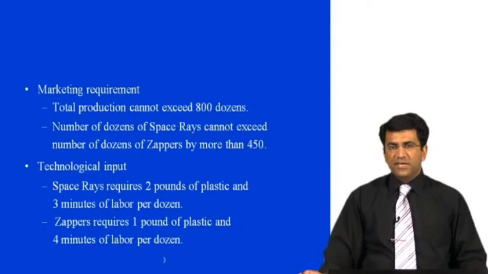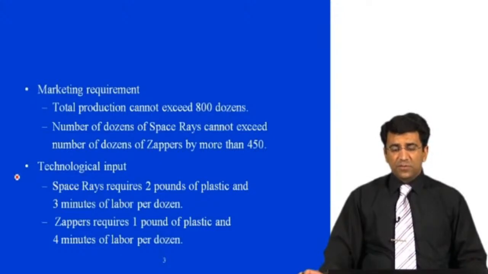Now again, if we say that it is x1 less than or equal to x2 plus 450, we can again take x2 on the other side of the inequality, and we can have the final constraint as x1 minus x2 less than or equal to 450. So this is about this particular constraint.